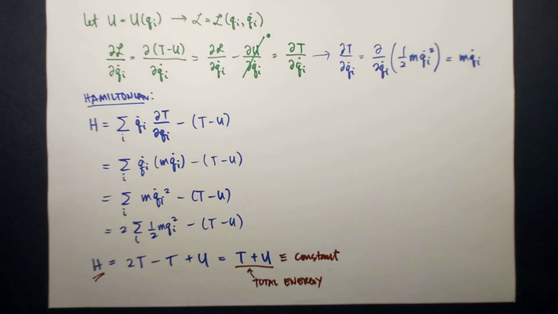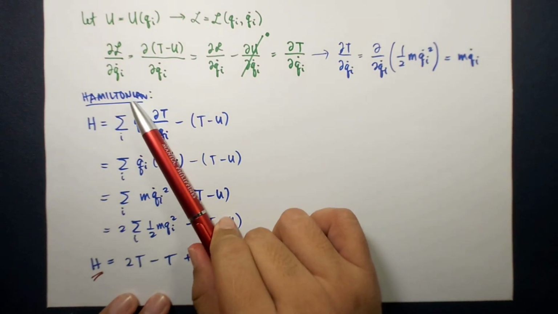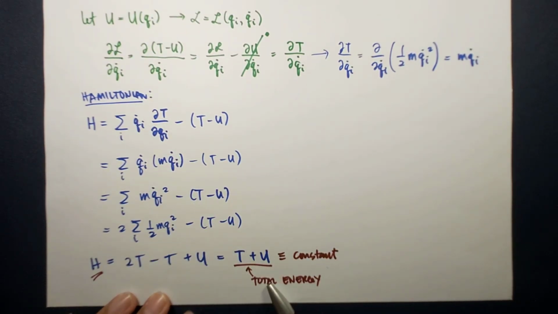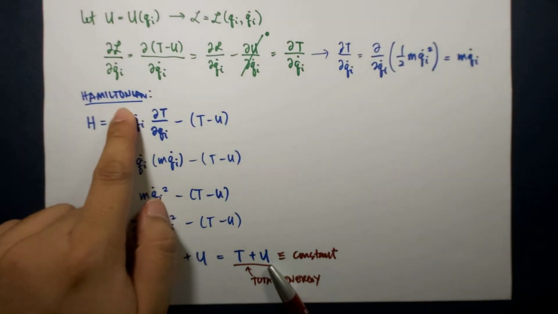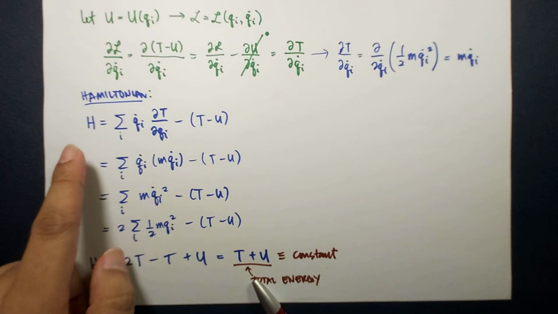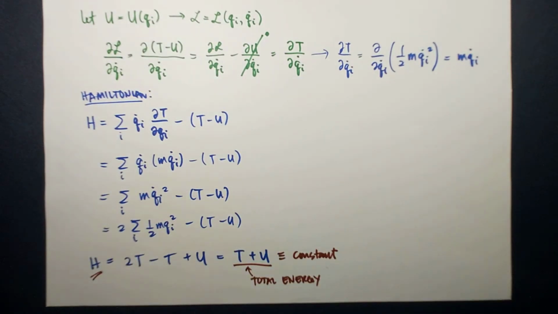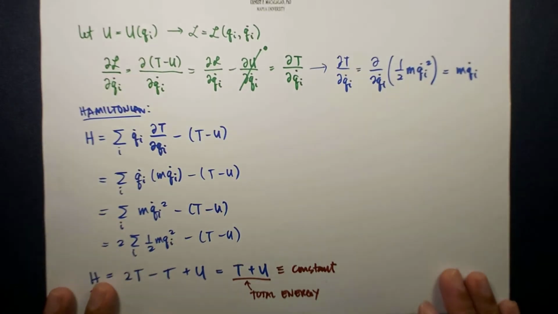So please beware that there are books that automatically say that the Hamiltonian is equal to the total energy. But that's not always the case, because that relationship between the Hamiltonian and the total energy holds only if those two conditions are met. Okay? So this ends our presentation today.